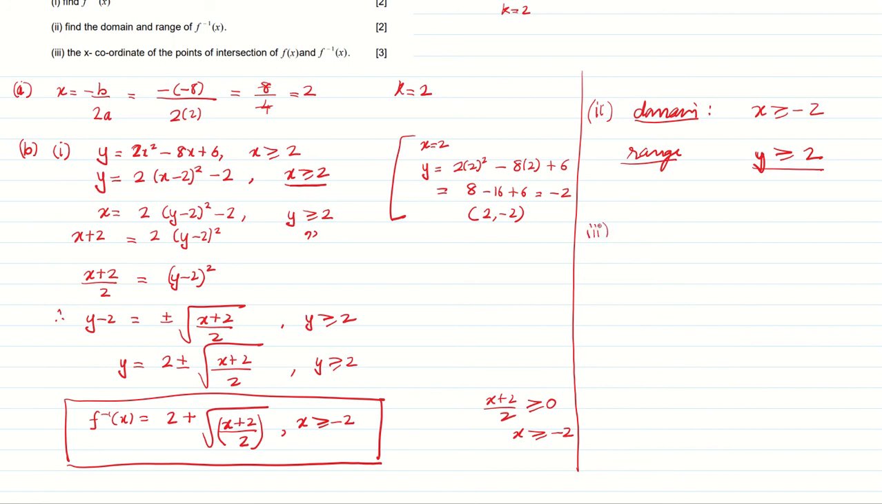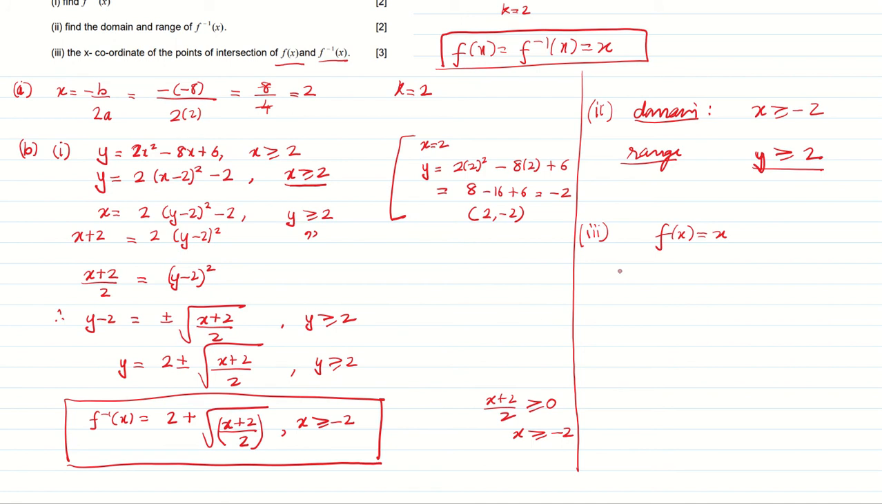Part 3 is what many children got wrong, and I do stress the fact that whenever your function and the inverse intersect, they have to intersect on y is equal to x. So remember, a function and its inverse will always intersect on y is equal to x. So rather than equating the function and the inverse, you can equate the function to x directly, or you can equate the inverse to x. That will make it much easier.